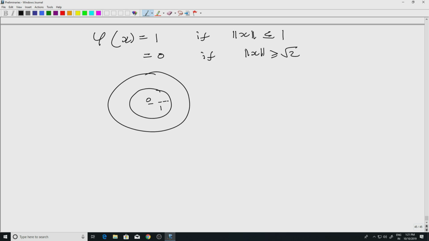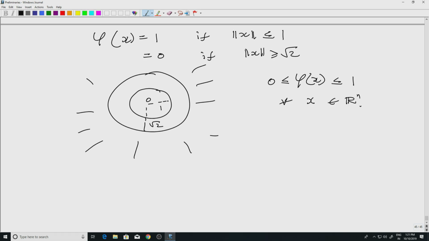So, this is the origin, the other one is of radius square root of 2, and my function phi is identically 1 inside the smaller ball and outside the larger ball, it is identically 0 in this transition, in the sort of annulus between these two balls. Phi of x lies between 0 and 1, in fact that is the case for all x.